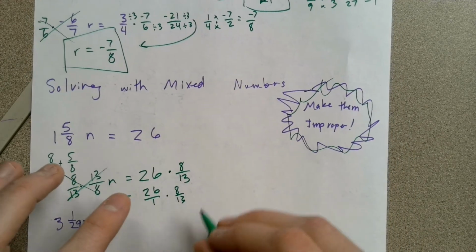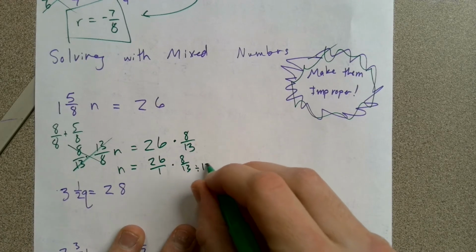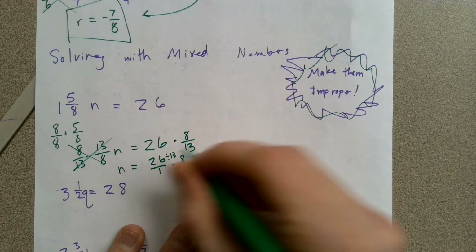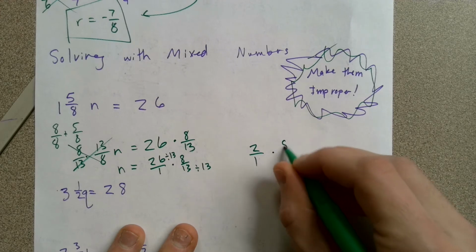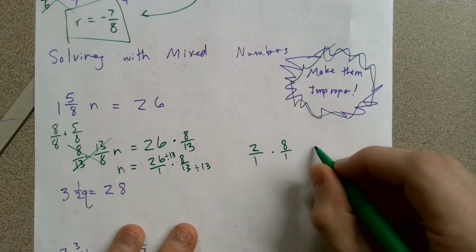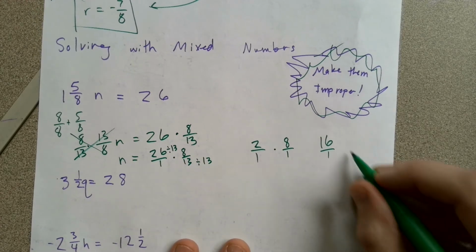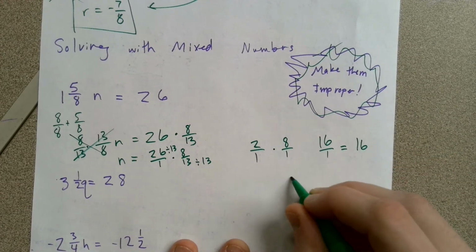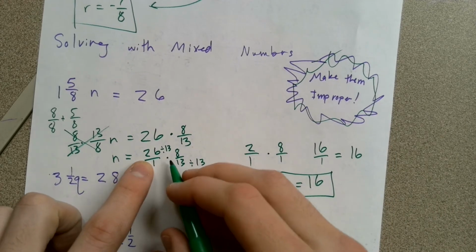I'm thinking, is there anything that we can make this simpler? Those common factors. I see one right here. It's a big one. Let's divide that by 13 and divide that by 13 on top and bottom. That leaves behind 2 over 1 times 8 over 1. And we're going to get 16 over 1, which is the same as 16.